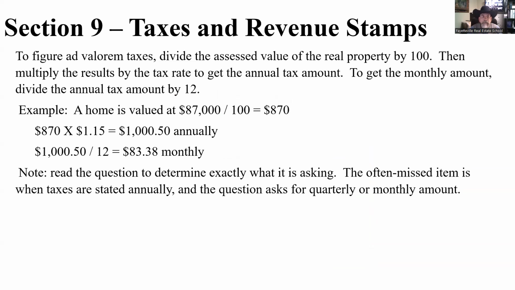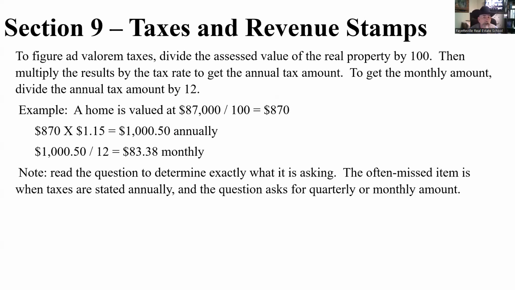To figure ad valorem taxes. So if you look in your textbook, you'll see ad valorem taxes. That's the Latin for real property taxes. In North Carolina, you divide the assessed value of the property by 100. And the key to this is the assessed value. The assessed value is the tax value. It's the value that the tax man gave to your property.